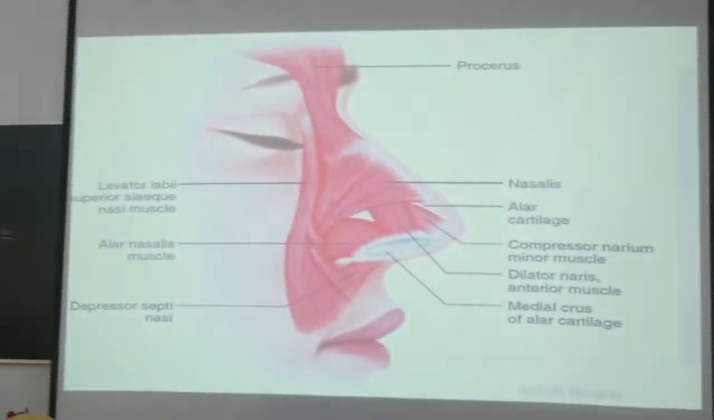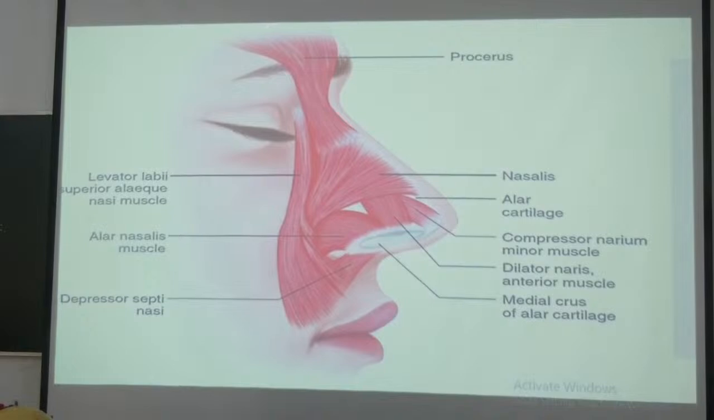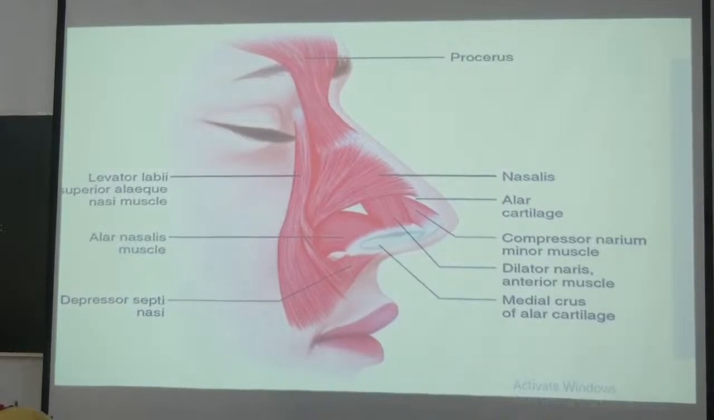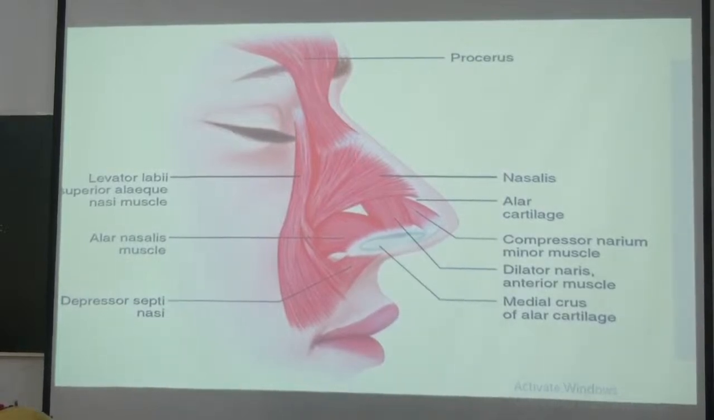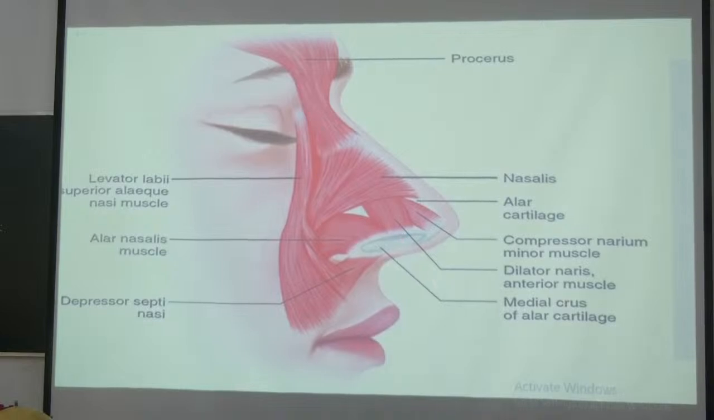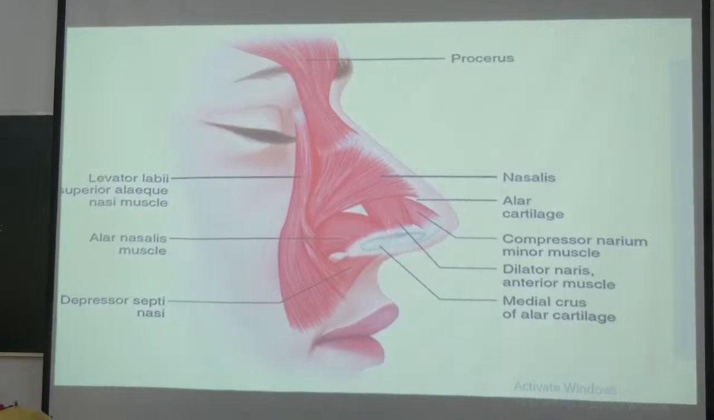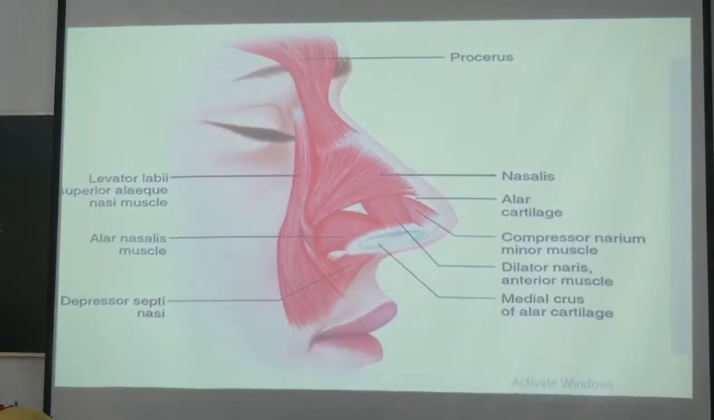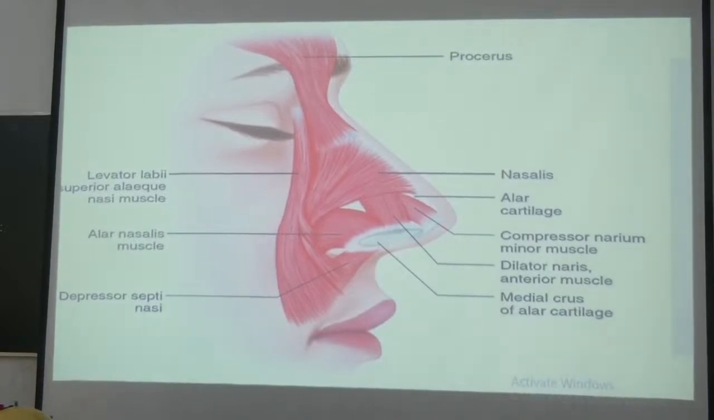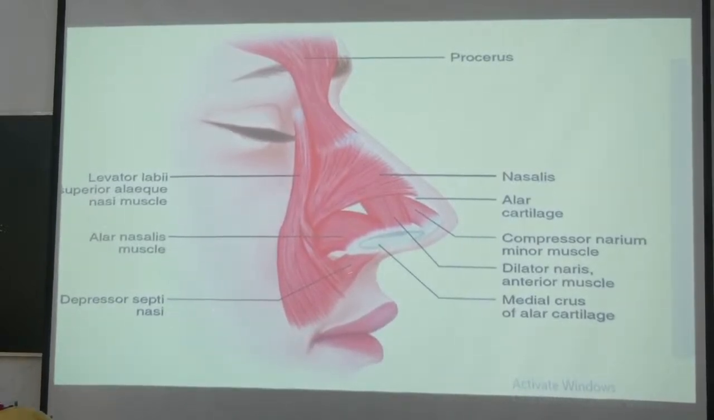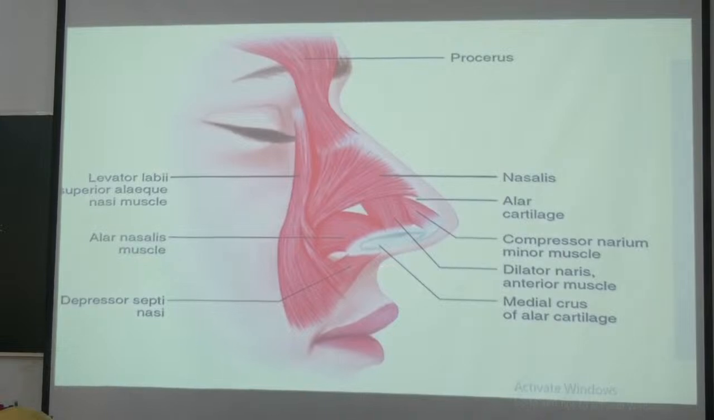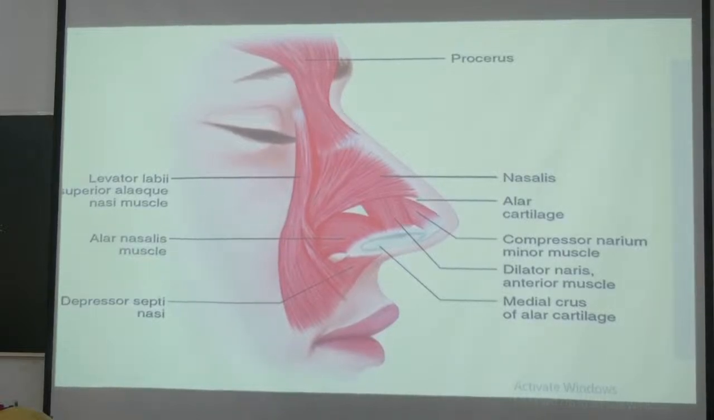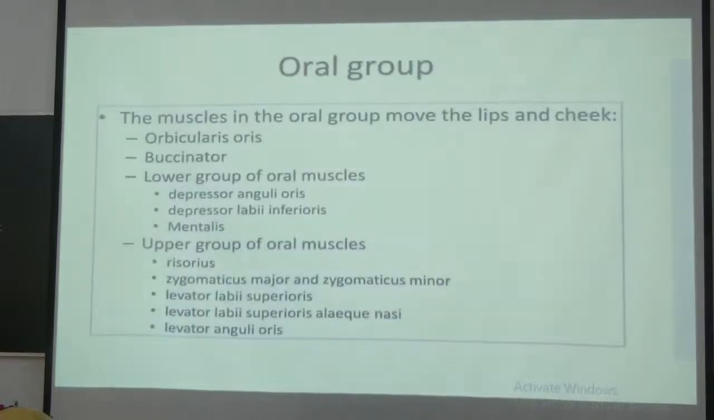Now just see the picture; I am skipping the slides. The first one is the procerus. This is the nasalis. This is the dilator nares, and this is the compressor nares. And this is the depressor septi, which is found below. So those are the muscles of the nose.